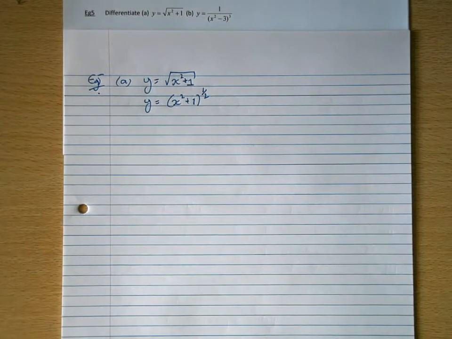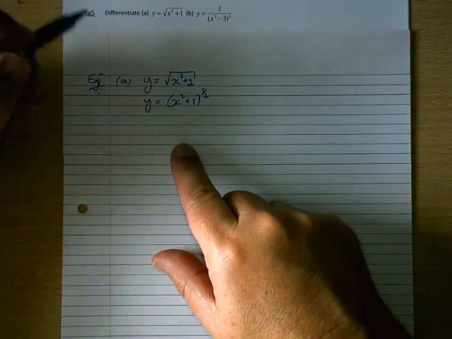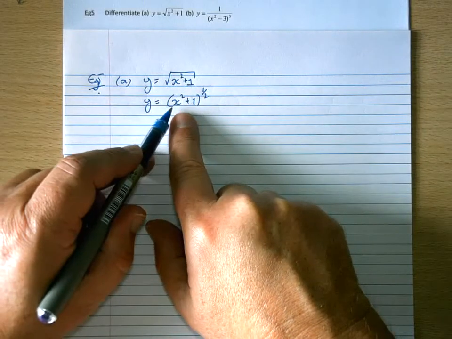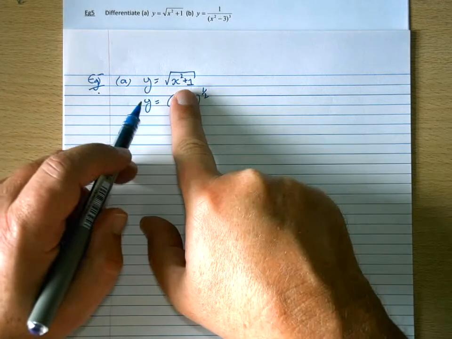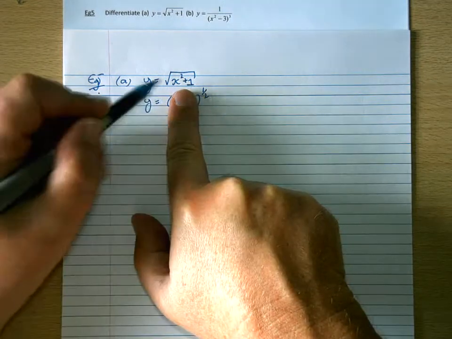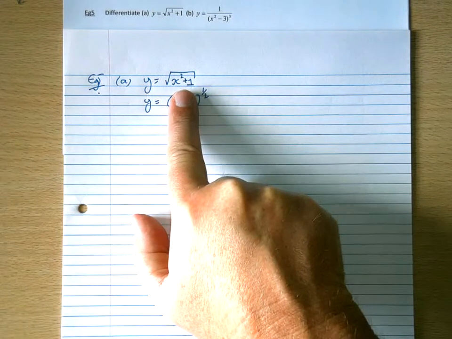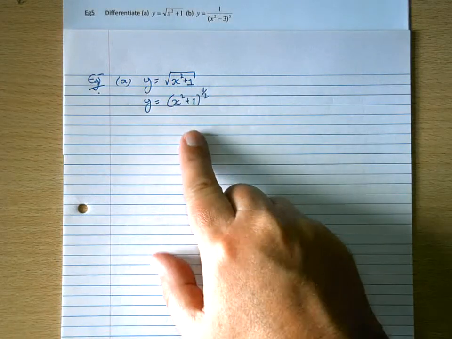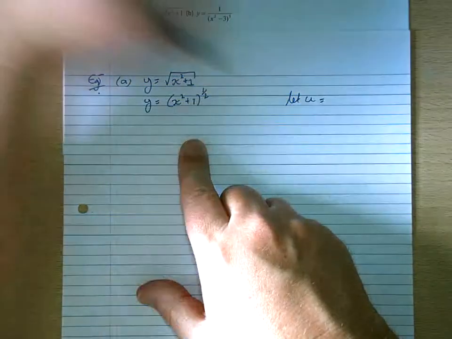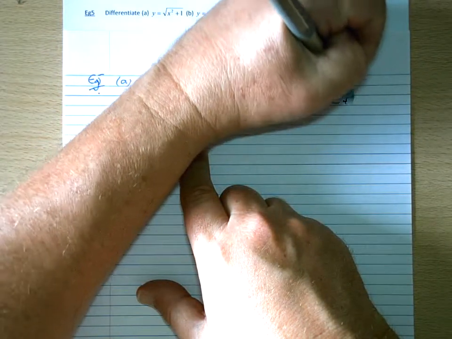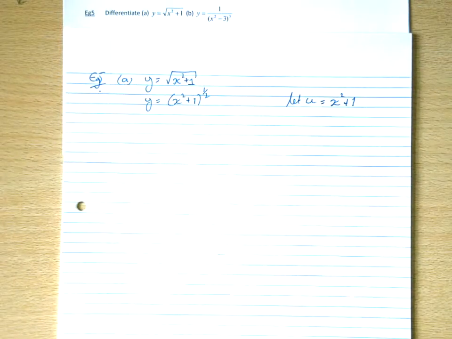But because I can't expand that bracket out, I can't use the AS form of differentiating. But I can see that I've got a function x squared plus 1 embedded in that second function, x squared plus 1 to the power of a half. So if I let u equal x squared plus 1, that is something that I can differentiate.